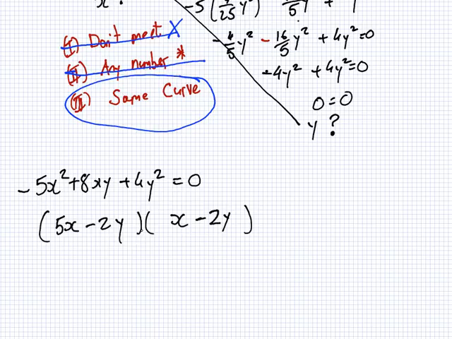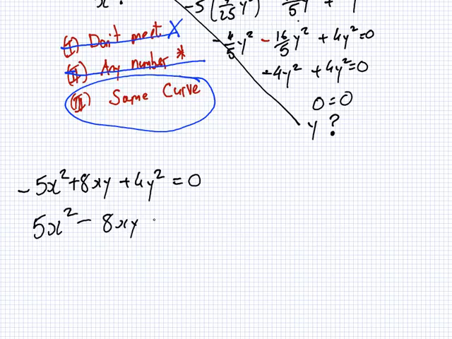Right, let me just see if we can match it. That one and that one is good. That one and that one's not good. We'll need a minus in there somewhere for this. But this minus is kind of driving me crazy. I'm going to multiply everything by minus to get rid of it. It's annoying the heck out of me. 5x squared minus 8xy minus 4y squared equals 0. Better? Now let's try that again.